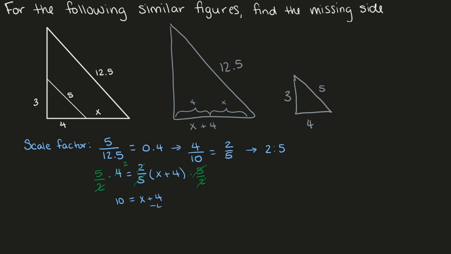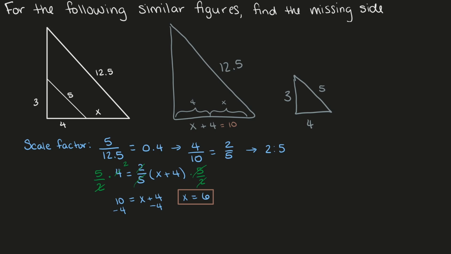Subtract 4 from both sides, and we get x equals 6. And our side length is actually that x plus 4, which is 10. So this entire side length is 10, and our x is equal to 6.